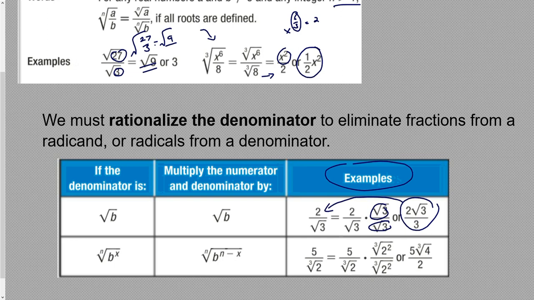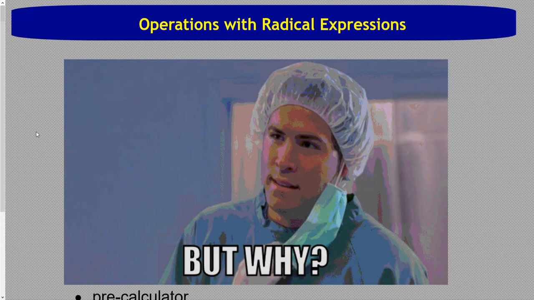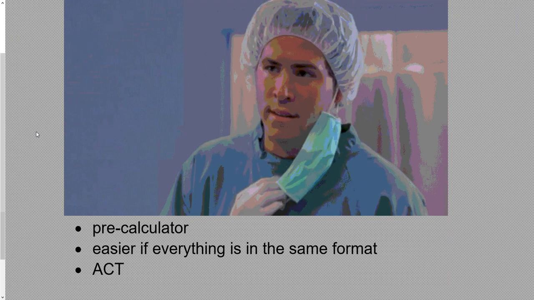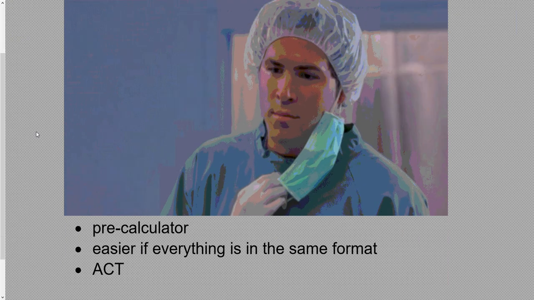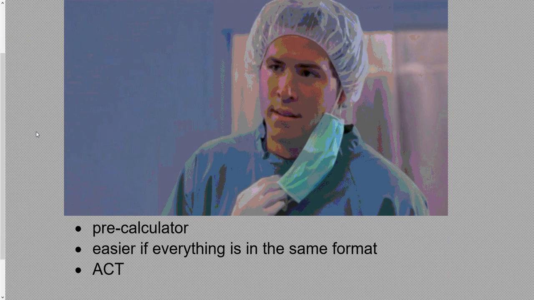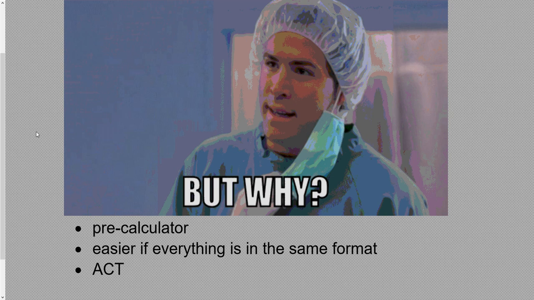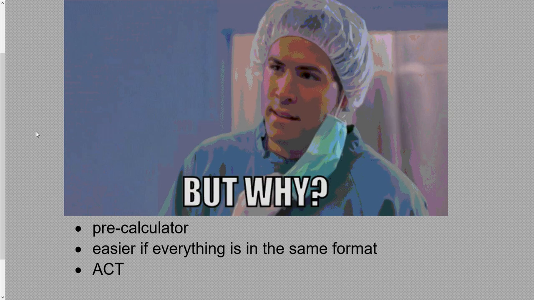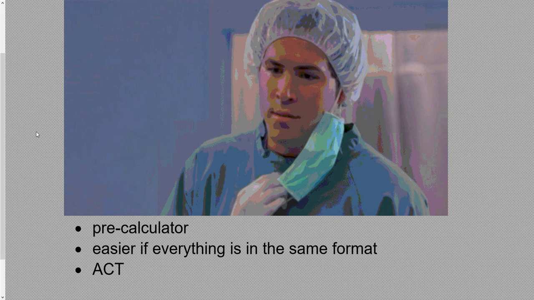So I'm sure you're all thinking, why do we do this, right? Why would we worry about that? This came about in a time when calculators didn't exist. So it was very difficult to have radicals in the denominator of a fraction. Nobody knew how to divide by a radical. It made it a lot easier if everything was in the same format.